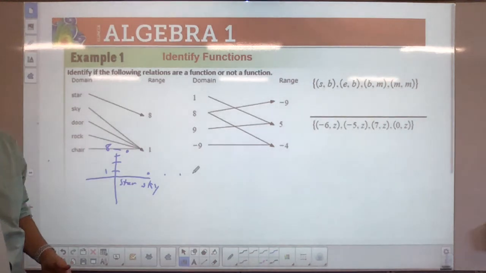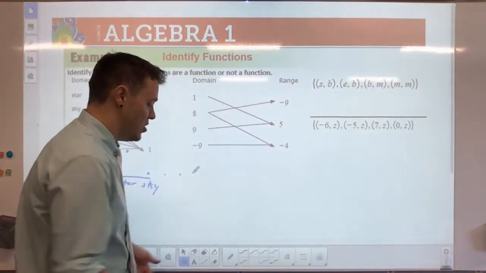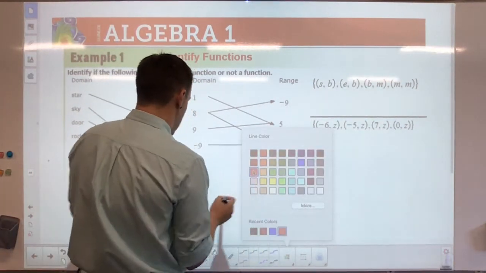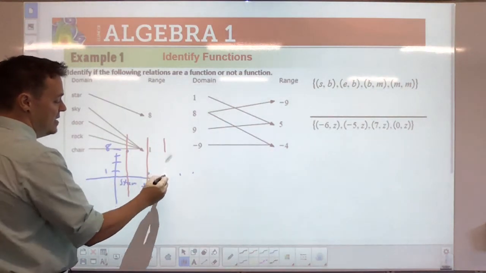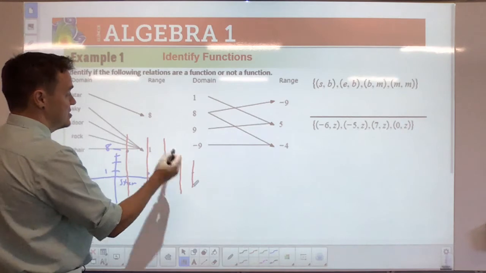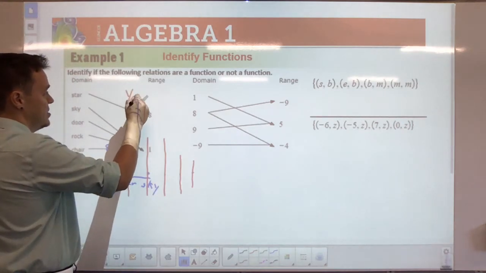Is this a function? The answer is what? Can I draw a vertical line through each dot and only hit one single dot? The answer is yes. So this is a yes. This is a function. Okay.